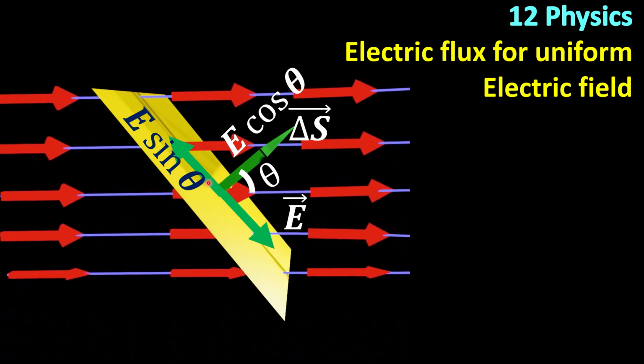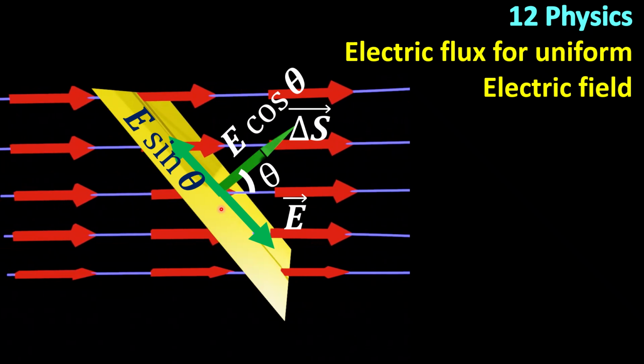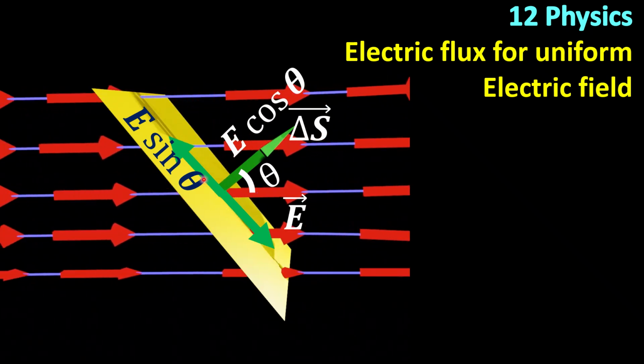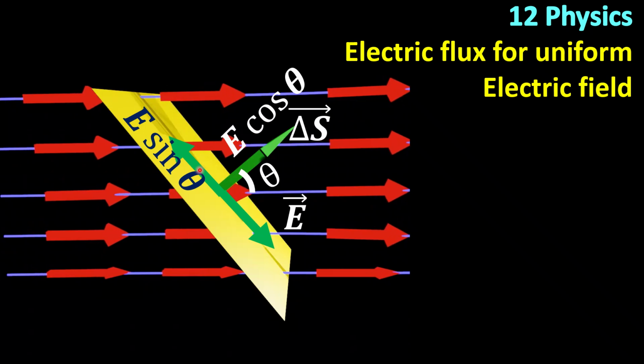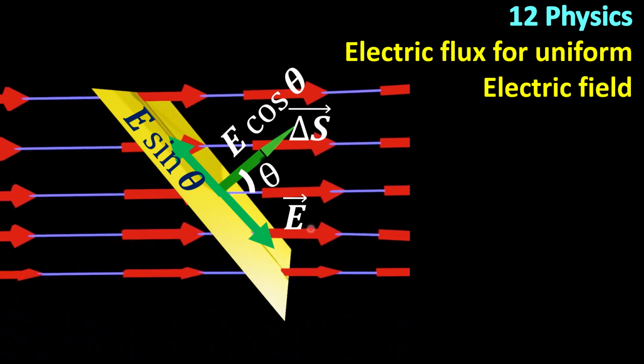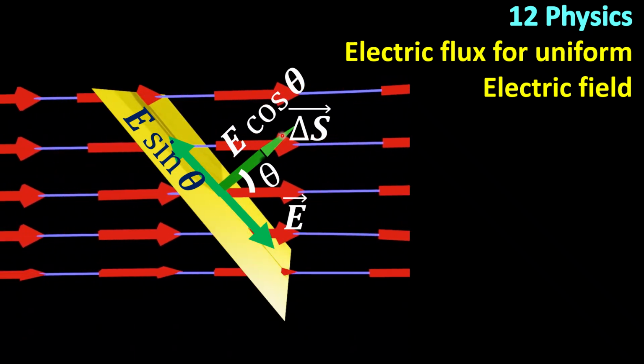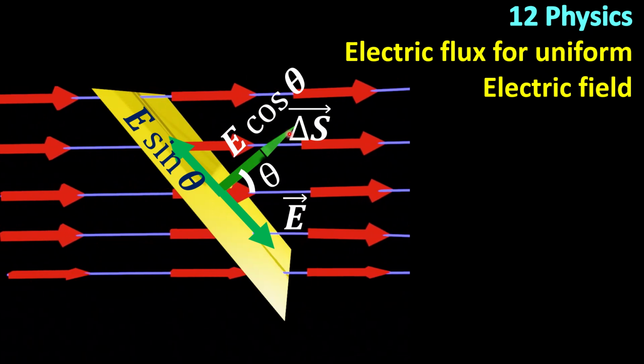Here the net vertical component is equal to 0 because they have the same magnitude but opposite direction. So the sum of the vertical components is equal to 0. So for the E vector we have to consider only the horizontal component, that is E cos theta.